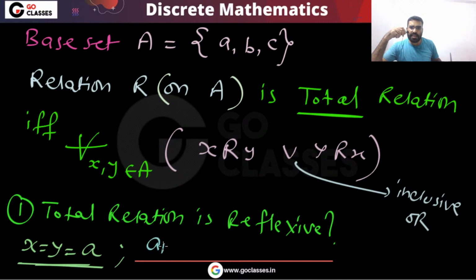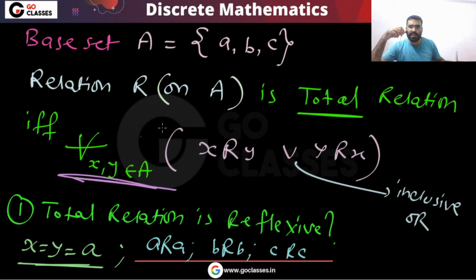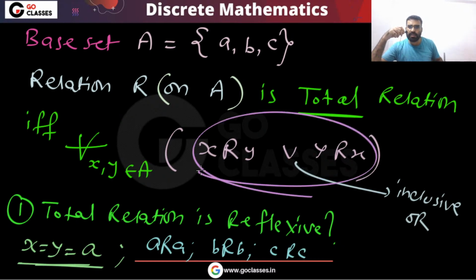So I can say that a is related to a, b is related to b, and c is related to c. So you can notice total relation is definitely reflexive, correct? Because whatever two elements you take, for all x comma y in this base set, these elements can be the same or different. What should happen? At least one of them should be related to another.